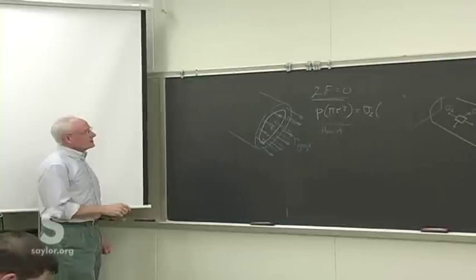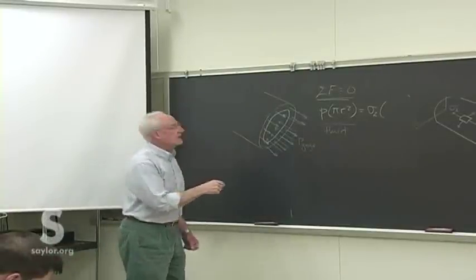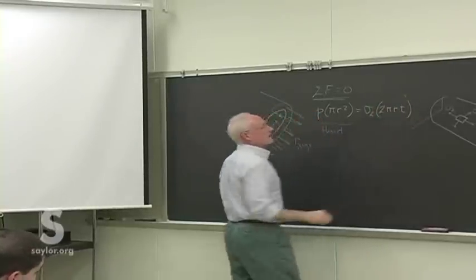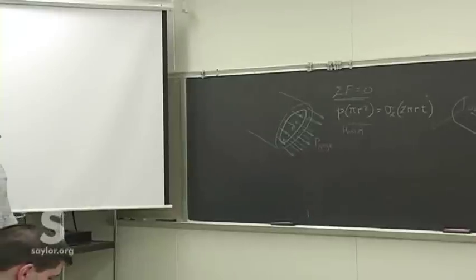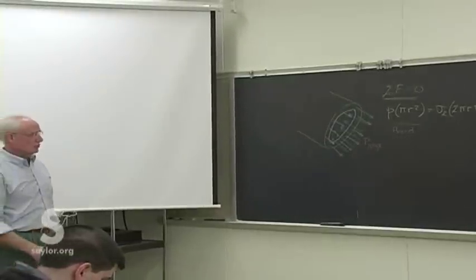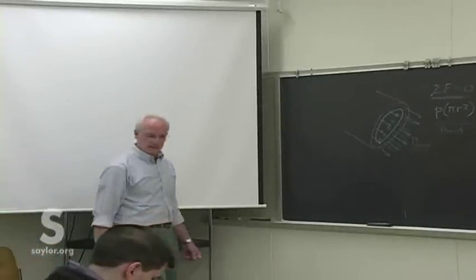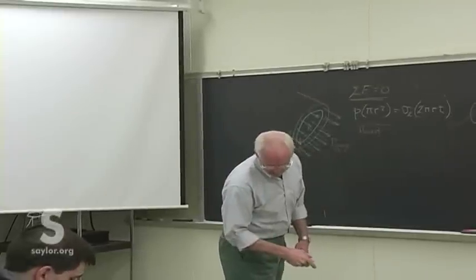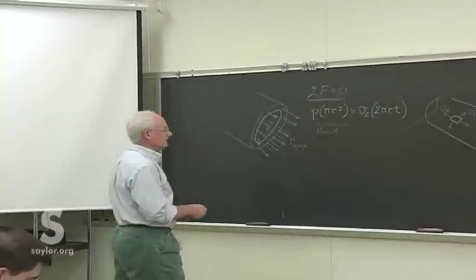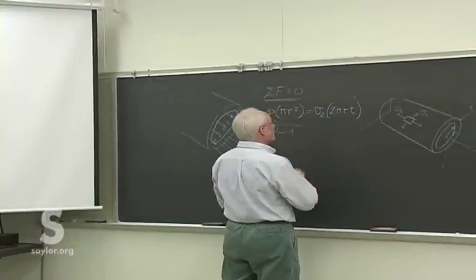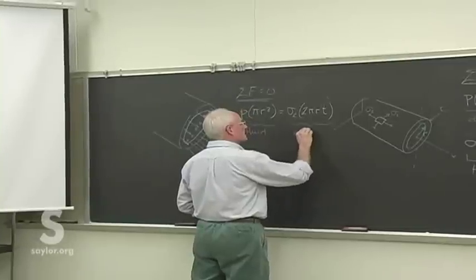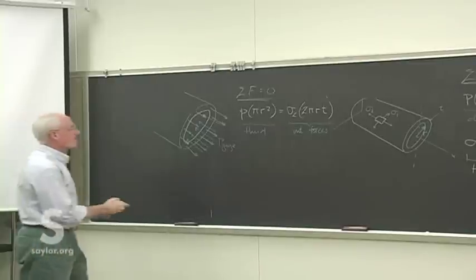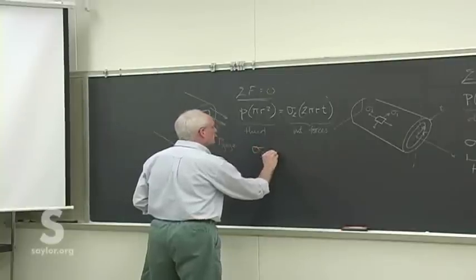So due to the thin wall approximation, all we need to do to estimate this area is we'll just call it 2 pi r times t. It's not quite that. I guess I have to do 2 pi r outside minus r inside and then times t. R average, I guess, would be a better one. But this is close enough with the thin wall approximation. And so that's the internal wall forces. And we can then solve for the longitudinal stress.